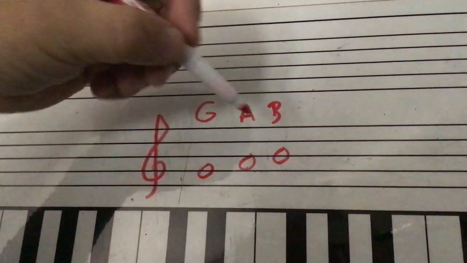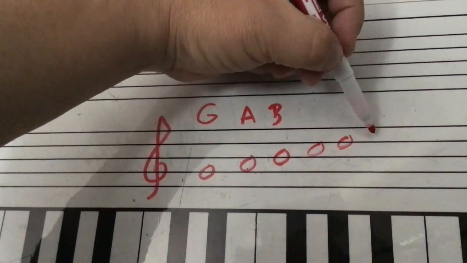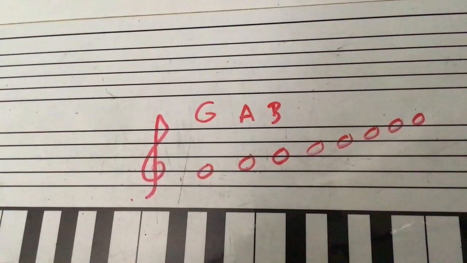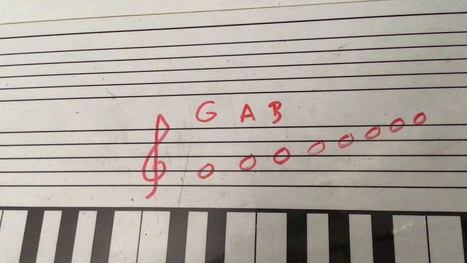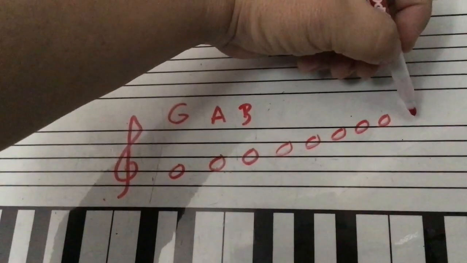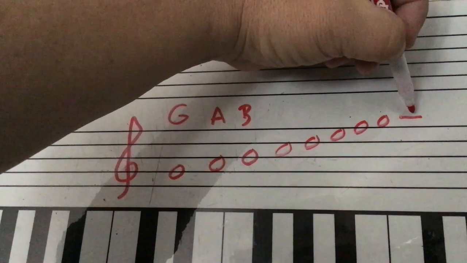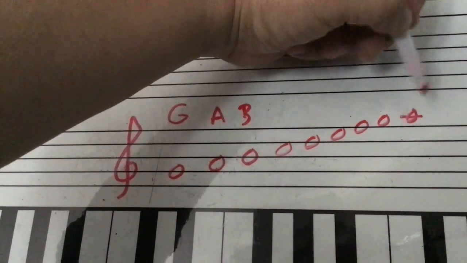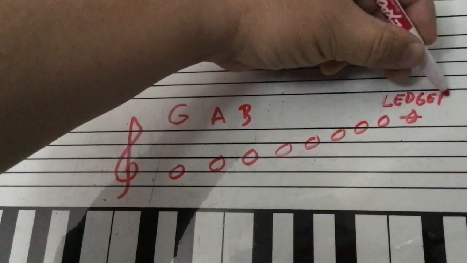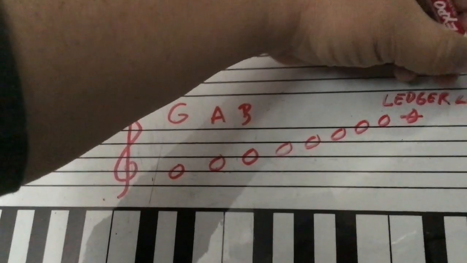Now, if we go all the way up or all the way down, make sure we don't go off camera screen right here, we are able to go higher. The way that that works is we add another line. And we don't draw the whole line, we just draw enough for the note. It's called a ledger line. And it just extends the staff so you can keep going.